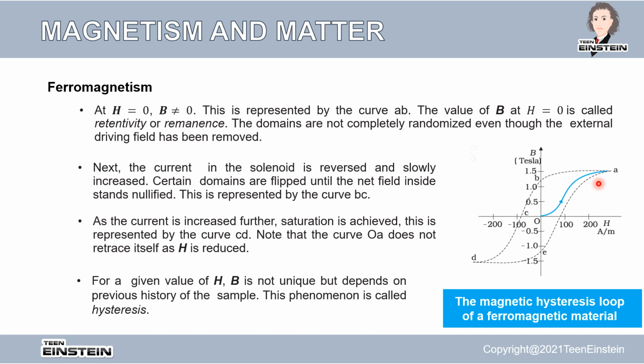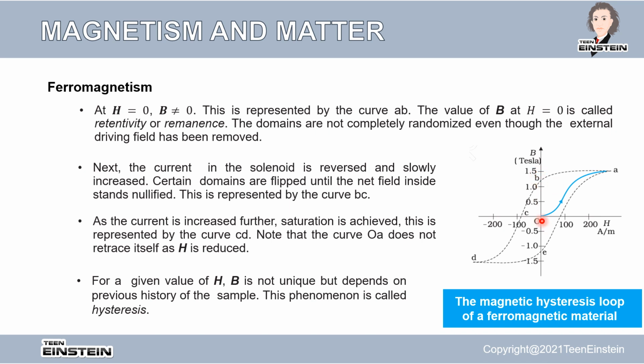Now look at it carefully. You're applying a field from 0 and saturating, so all the domains are completely aligned. But again you're reducing the external field and bringing it to 0. But even then, some of the domains are not completely random. They are still giving rise to a magnetization. This is because the domains interact with each other, just like we talked about in the beginning. So the domains interact with each other and they form some sort of an alignment.